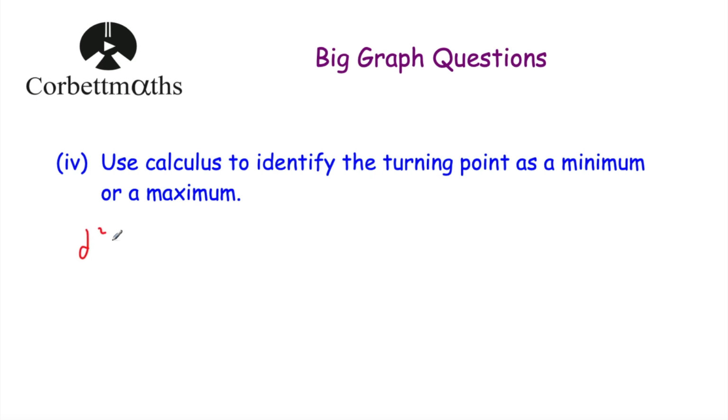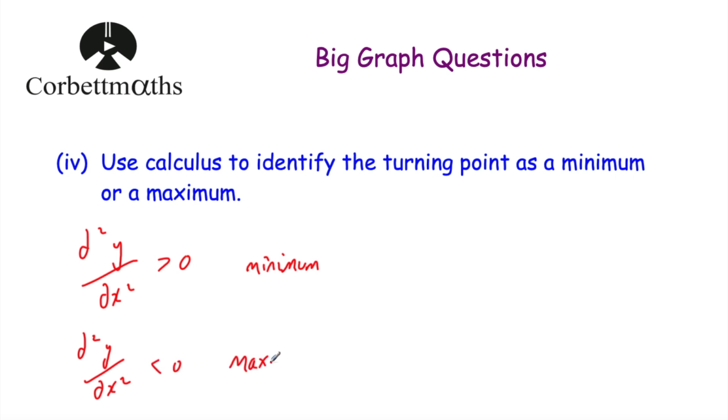Remember that if d2y over dx squared is bigger than 0, then it's going to be a minimum. Always think of these as counterintuitive. It's positive, it's a minimum. But if it's negative, if d2y over dx squared is less than 0, then it's a maximum. It's the opposite. Okay, so we want to find out what d2y over dx squared is.